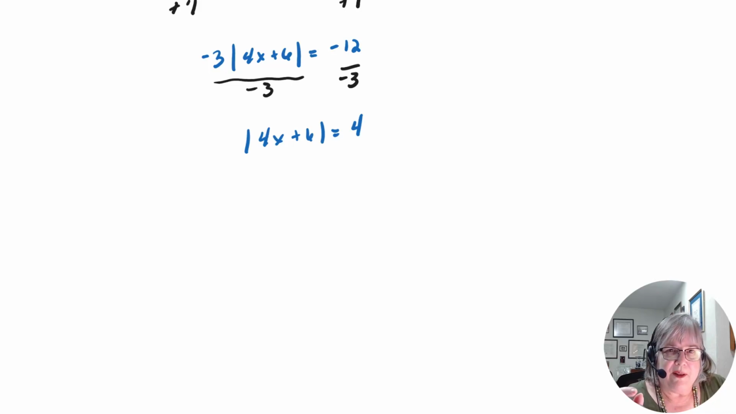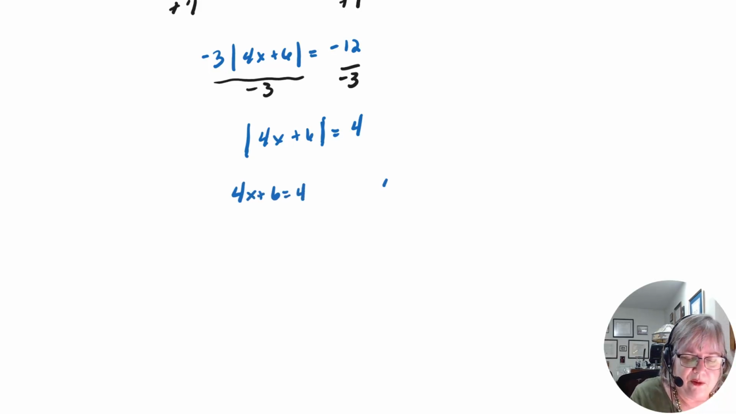Now, I'm going to try to not draw the initial statement that reflects what I'm actually thinking. I'm going to try to think it. So here's a different person who's 4x plus 6, and where are they? They are 4 away from 0, and they could be 4 to the right away from 0, and they could be 4 to the left away from 0. And so 4x plus 6 is equal to 4, or -4.